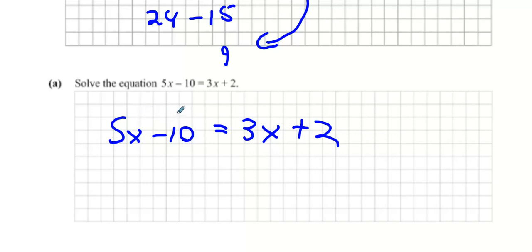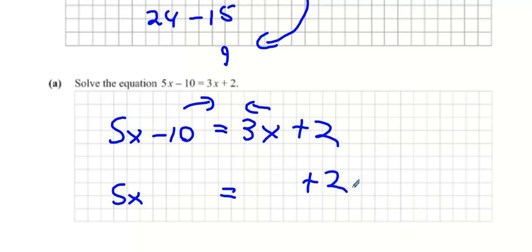Stays. Minus 10 stays or goes? Because you need x's on the left side and other numbers on the right side. 3x stays or goes? It's currently on the right side. It's 3x next, so goes. The 2 stays or goes? Stays. Good job. So it's going to be 5x. It's going to be 2.